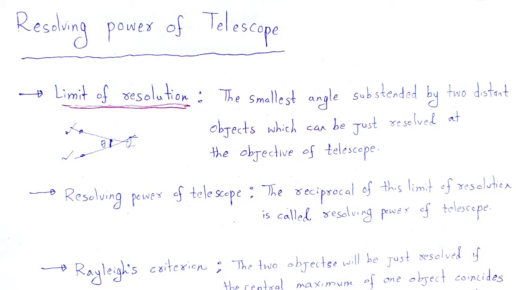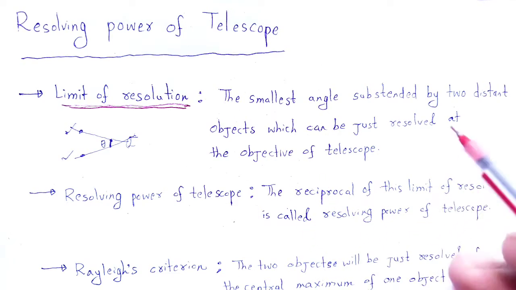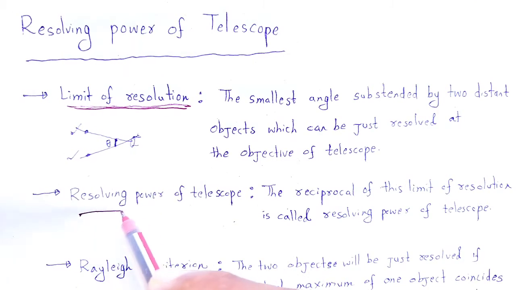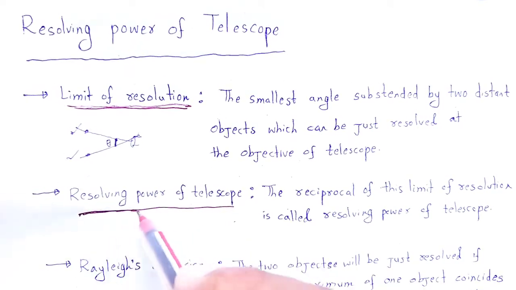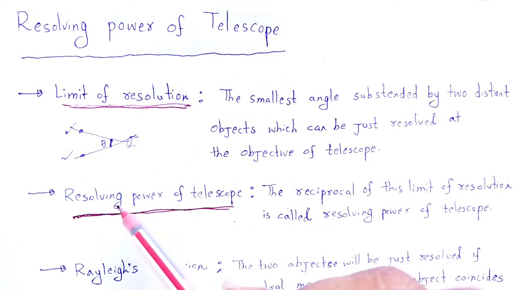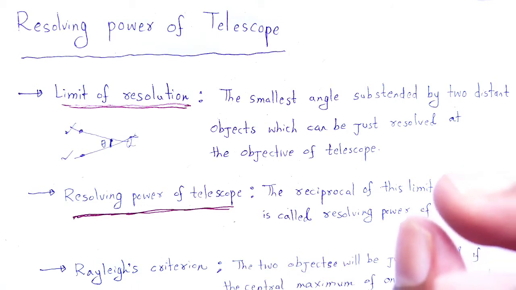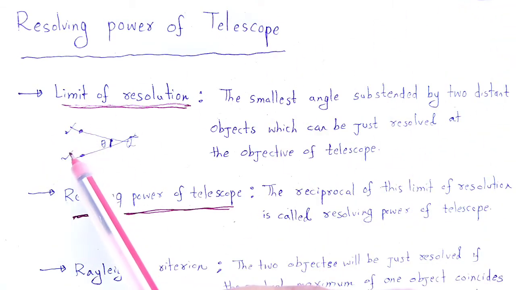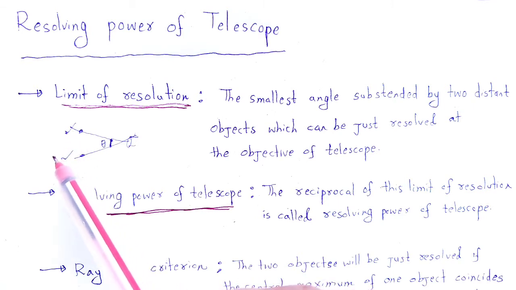Next, resolving power of telescope. The reciprocal of the limit of resolution is called the resolving power of the telescope. It tells how easily the telescope can distinguish two objects when they are at infinity.